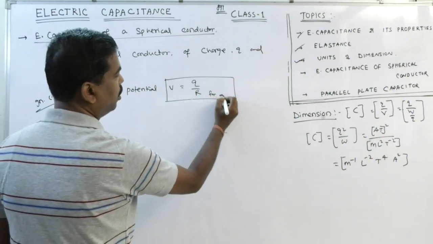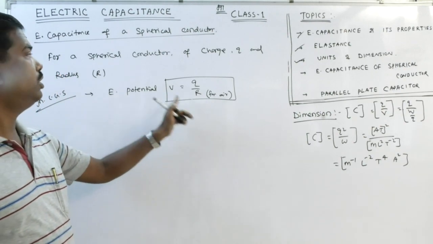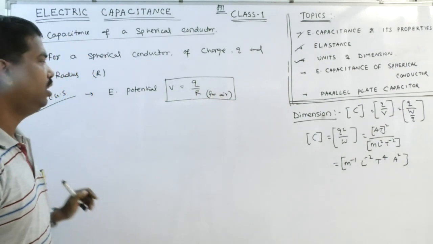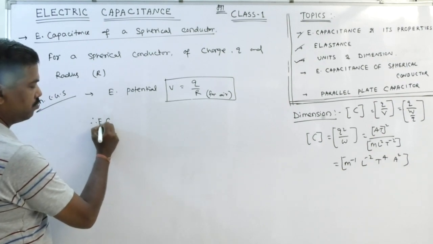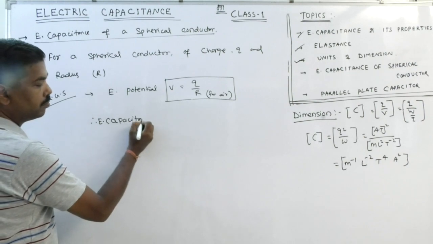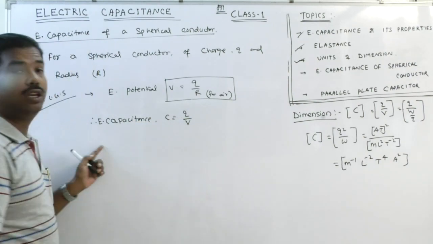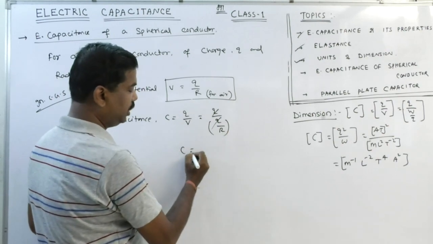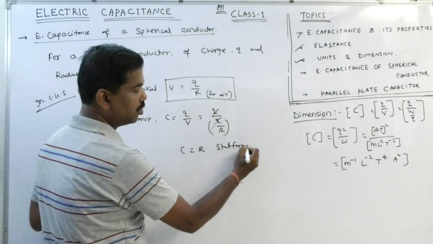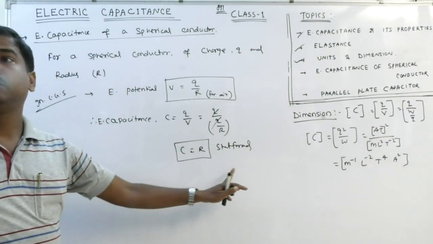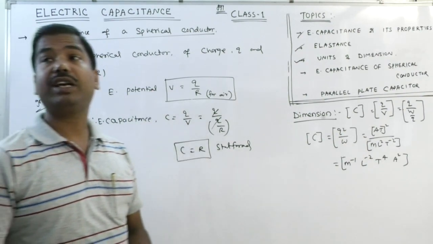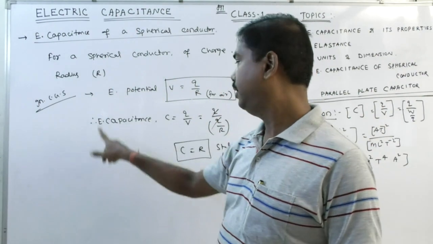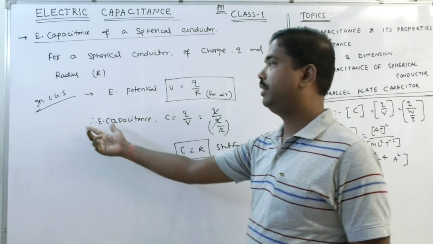For air medium, because in CGS the dielectric constant is K and K is found to be 1 for air medium, so V is equal to Q by R. Therefore, electric capacitance C is equal to Q by V, that is Q by Q by R. This Q and Q get cancelled, so C is equal to R. Clear? So what is the capacity of a conductor of charge Q and radius R? It is found to be C is equal to R statfarad, that is in the CGS system.